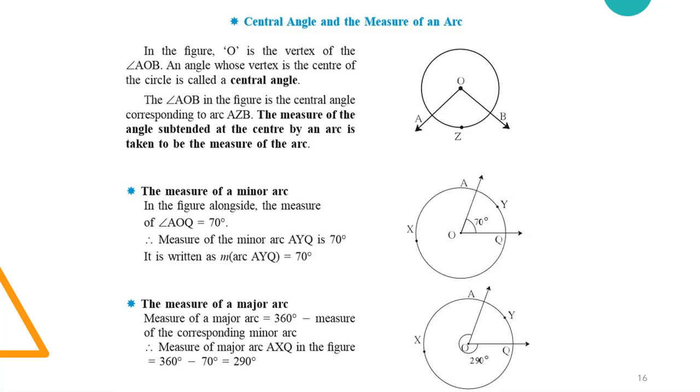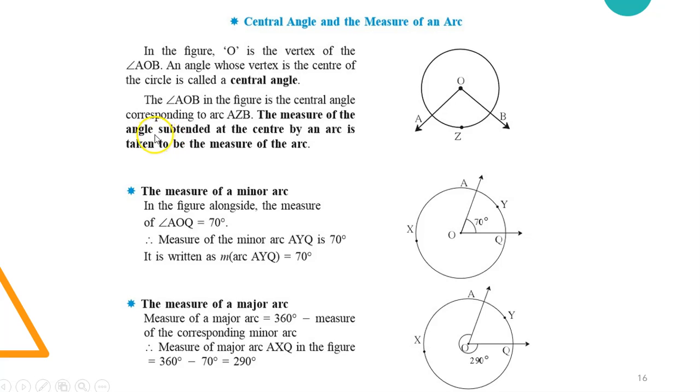The angle AOB in the figure is the central angle corresponding to arc AZB. Now, this angle corresponds to arc AZB, because AOB I can also take as this. This is also AOB. But which one am I speaking about in particular? This angle. Hence, the angle corresponding to arc AZB.